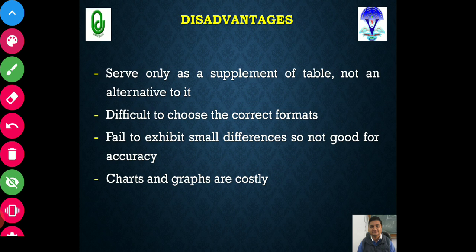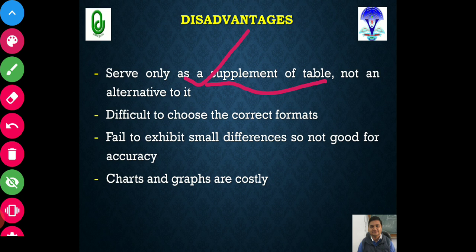What are the disadvantages? The disadvantages are, first, it serves only as a supplement of a table, not an alternative to it, because when you are preparing a graph, chart or diagram, many of the small pieces of information that you may be interested in cannot be appreciated by simply observing a graph or diagram. So it can act as a supplement along with a table. If you are seeing a graph, that will have a greater impact.